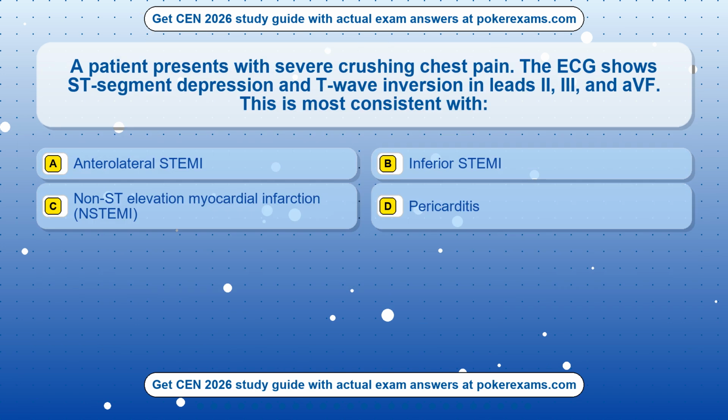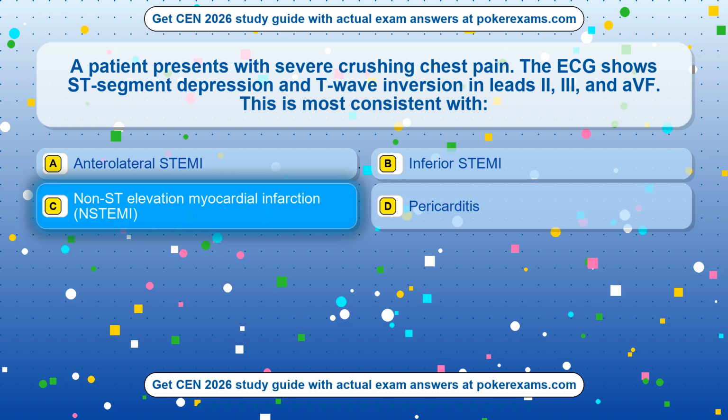Question 18. A patient presents with severe crushing chest pain. The ECG shows ST segment depression and T-wave inversion in leads 2, 3, and aVF. This is most consistent with Option A, anterolateral STEMI. Option B, inferior STEMI. Option C, non-ST elevation myocardial infarction, NSTEMI. Option D, pericarditis. The correct answer is option C.